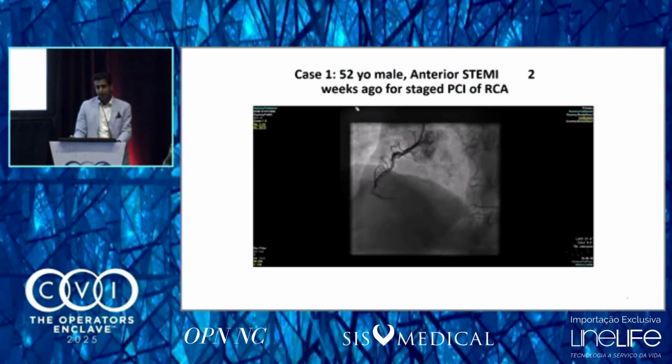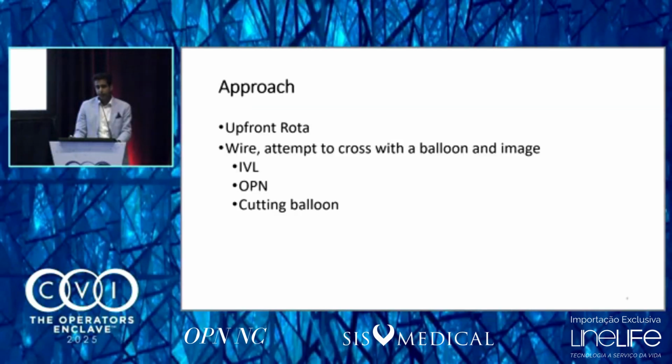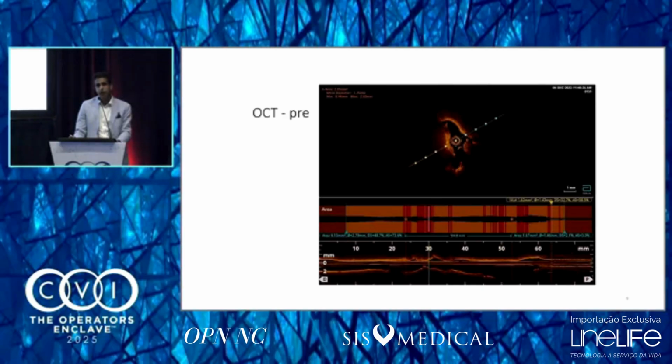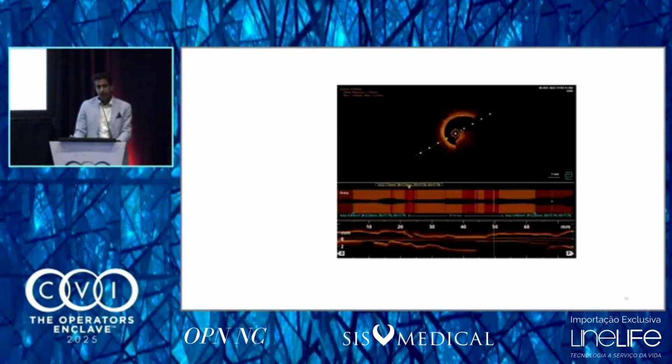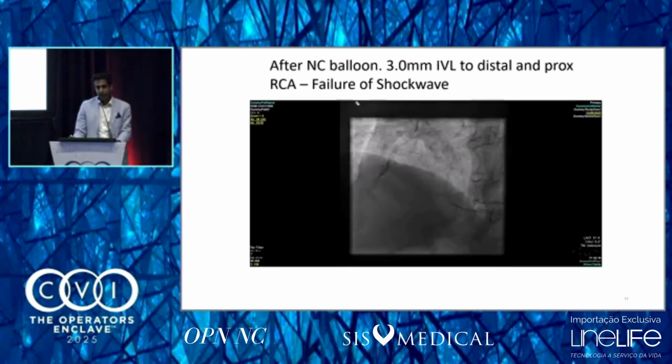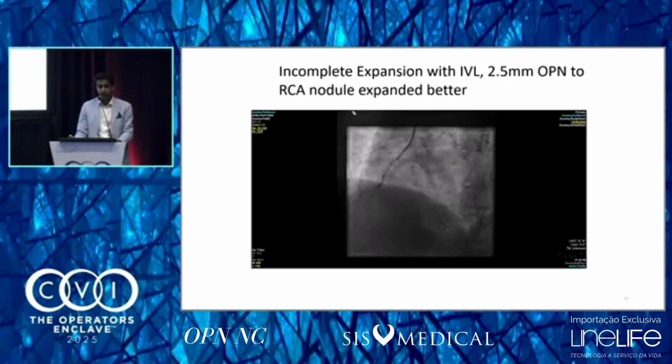So I'm going to go to a case. This is a heavily calcified RCA, and the patient had an anterior STEMI previously, and the question is, what would you do? Many people would rotor this up front, but our approach was to wire this and image. What we found was nodule after nodule, as you can see here. We tried an NC balloon, and it would not expand. We tried a 3.0 IVL, both distally and proximally, and you can see the IVL is not expanding despite all 120 pulses. So this is really a failure of IVL therapy. And the question is, what do you do? We've experienced this, particularly in nodules; it will happen in about a fifth of cases.